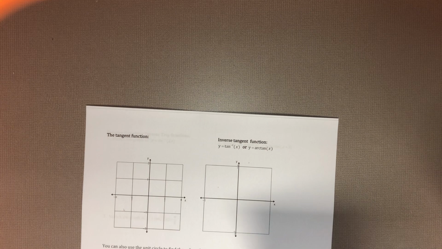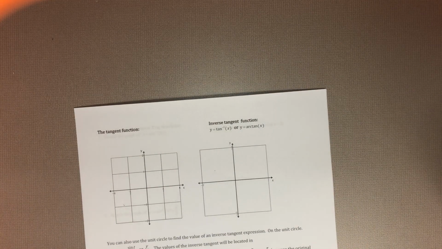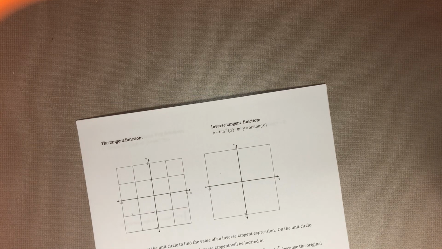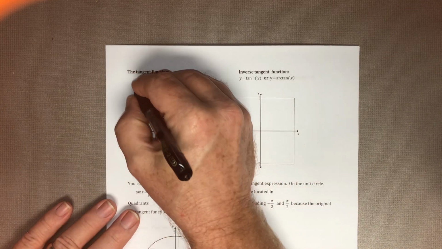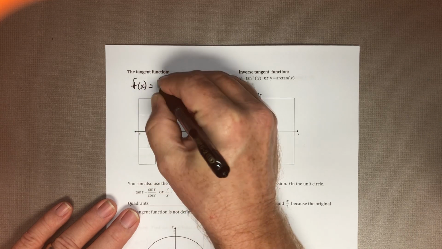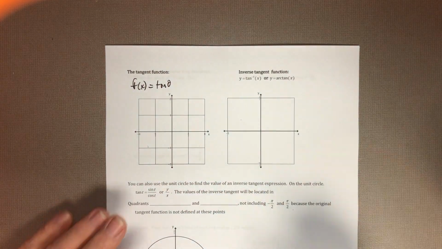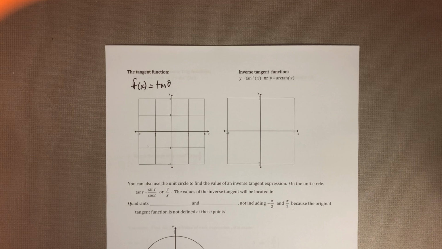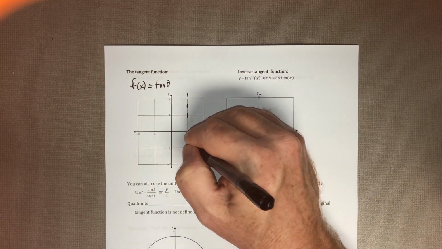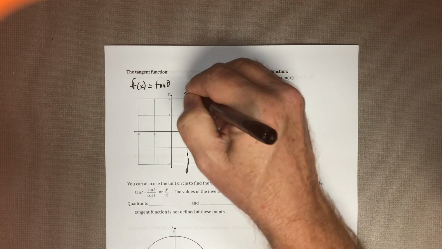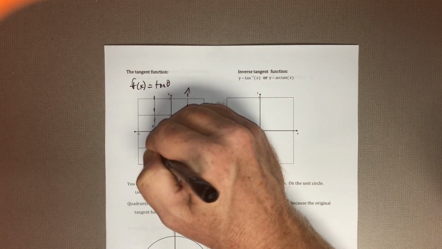All right, let's turn the page and talk about the tangent. If we were to graph f of x is equal to the tangent of theta, first of all, we know the tangent is undefined at pi over 2 and negative pi over 2, so that's where your vertical asymptotes are.